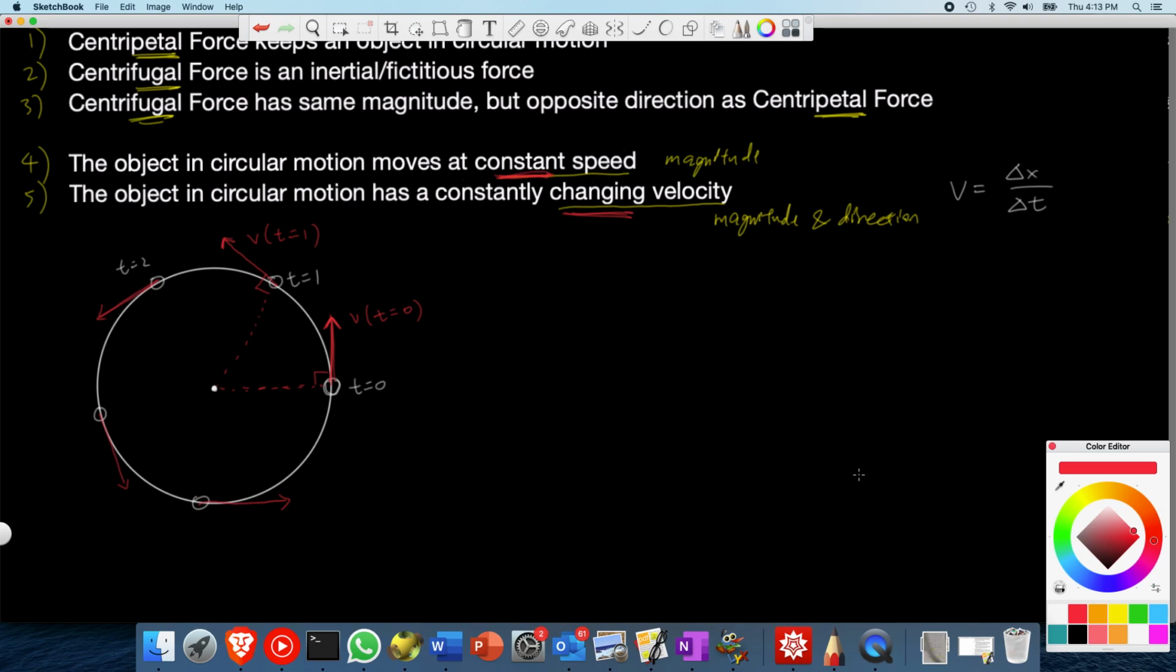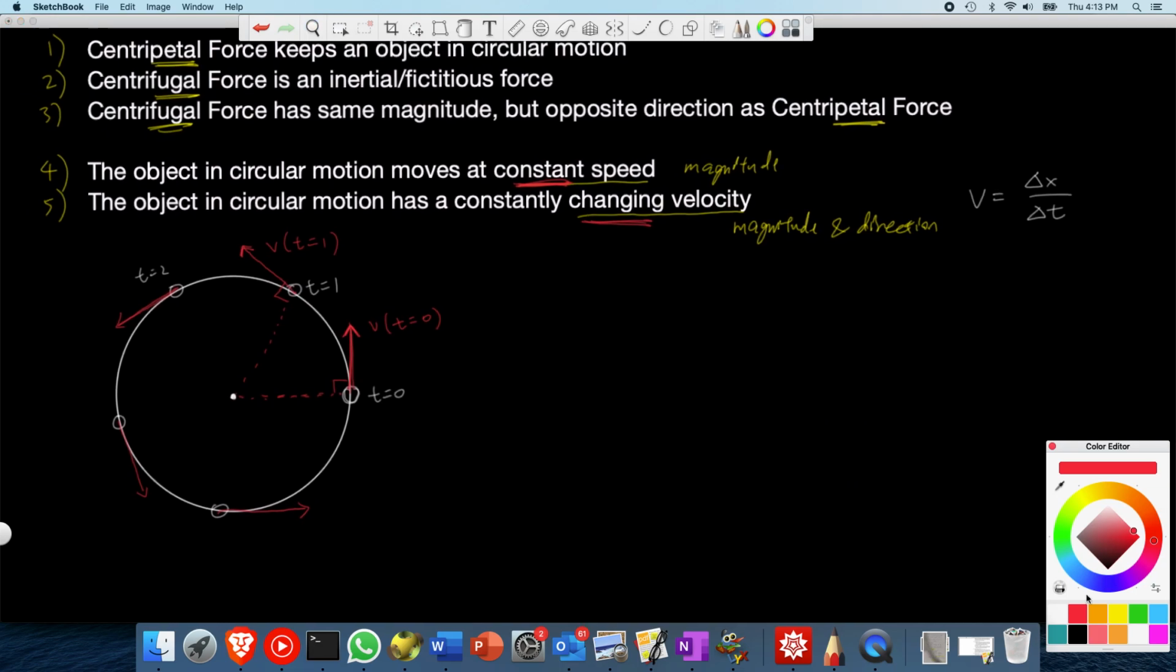So we have covered property 4 and property 5 in that we now understand that the object in circular motion has a changing velocity because the velocity arrows are changing direction, but their magnitude remains the same. Throughout the circular motion, the object has constant speed.